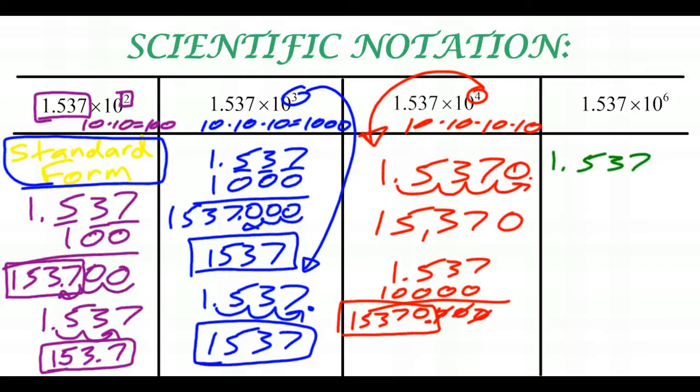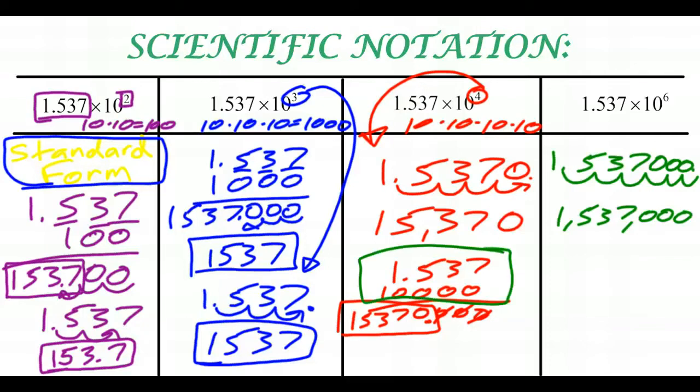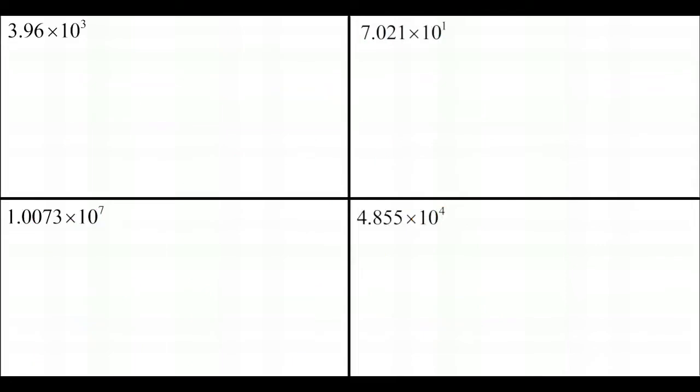And finally, in green this time, 1.537 times 10 to the sixth, 1, 2, 3. Now we have three more places to go, so we need to add three more zeros at the end. Because after all, we can add as many zeros to the end of a decimal number as we want. And we get 1,537,000. So, take this idea, either multiplying by the expanded power of 10, or just moving the decimal, and see what you can do about evaluating these four scientific notations.